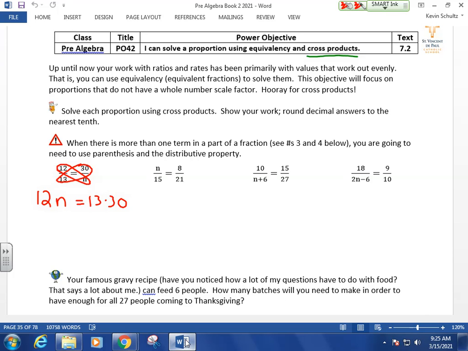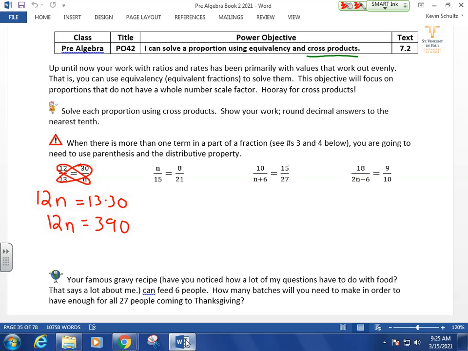But we can use the idea of cross products to help us solve for it, because knowing these are equal, we know that this product, 12 and n, has to equal the product of 13 and 30. It's a mathematical law. Can't argue with it. So 12 times n is written as 12n. 13 times 30 is 390. How do we solve for n in this equation? 12n equals 390. What do we do to solve for n?